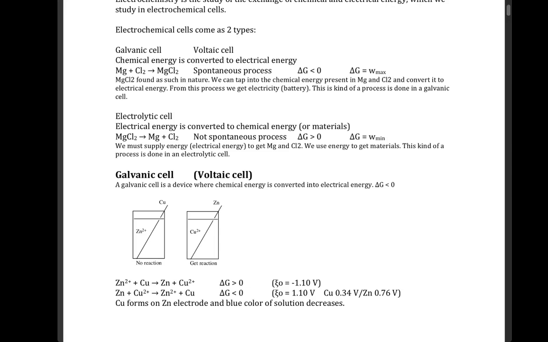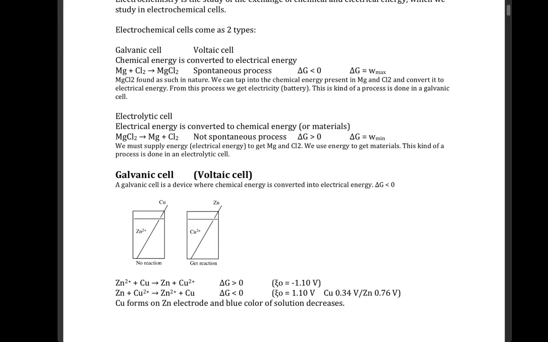Delta G, recall from the last chapter, also describes the maximum amount of work that a system can give us, that a process can give us, if the process is spontaneous. And we're going to use that topic again. MgCl2 is found as such in nature. That's the way magnesium wants to exist if it's hooked up to chloride.